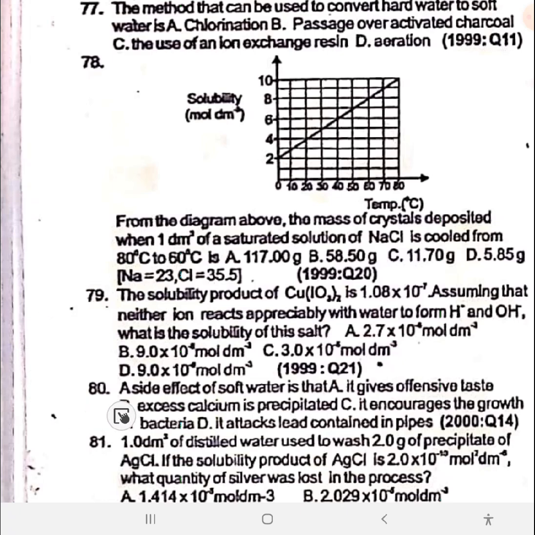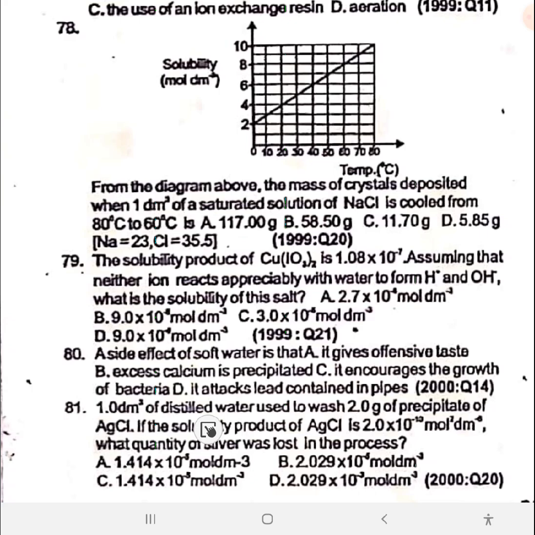Skip 80. A side effect of soft water. Let's take down the side effect of soft water. First, write down the comparison. Hard water wastes soap. It has taste. It helps build strong bones due to calcium. It's good for water transportation in lead pipes. It causes furring of kettles, and it's not suitable for dyeing.